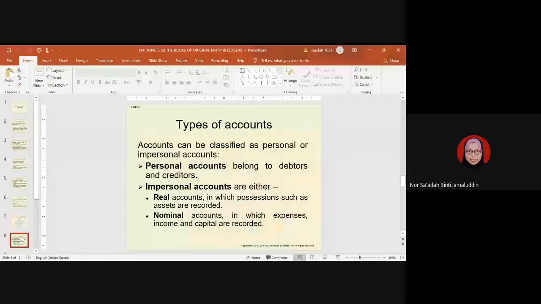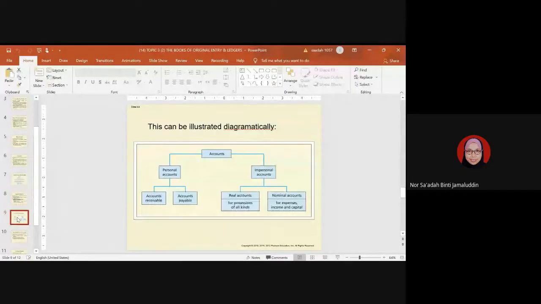And then types of account: you have the personal account or impersonal account. When we talk about the personal account, it's related with accounts receivable or accounts payable. I repeat again, personal accounts are related with our accounts receivable or accounts payable, and impersonal accounts are the accounts other than accounts receivable or accounts payable that are involved in your transaction, such as the real account.